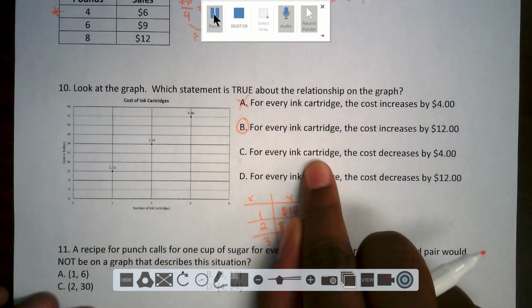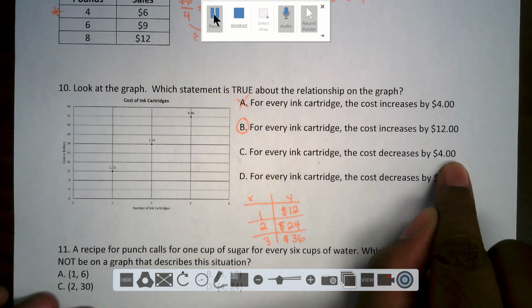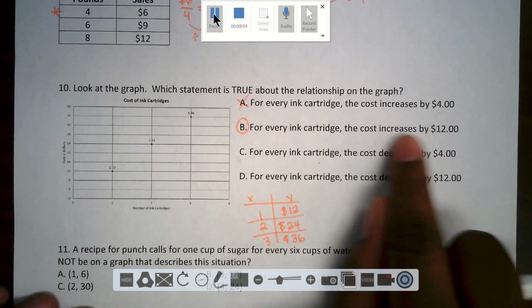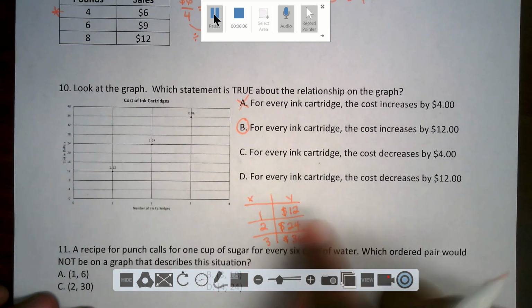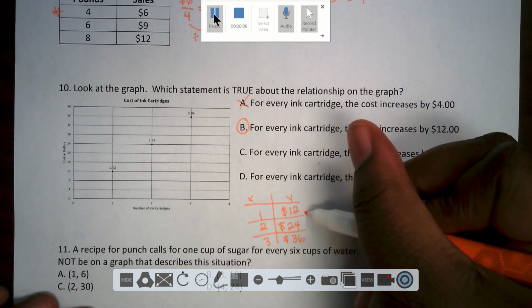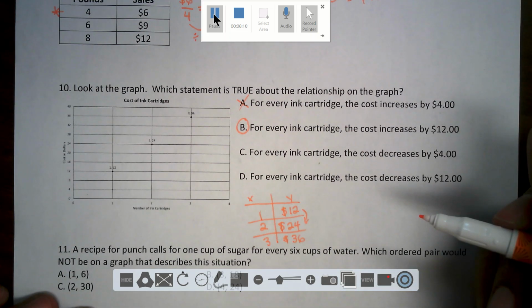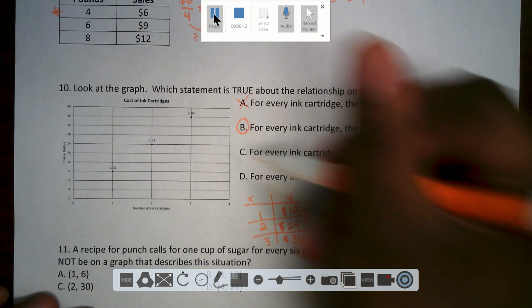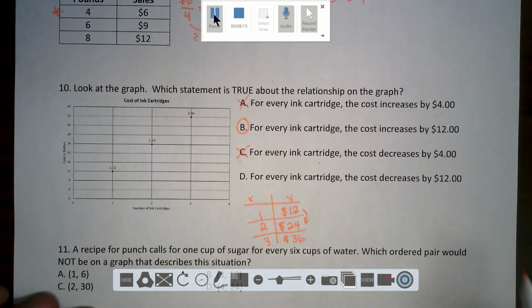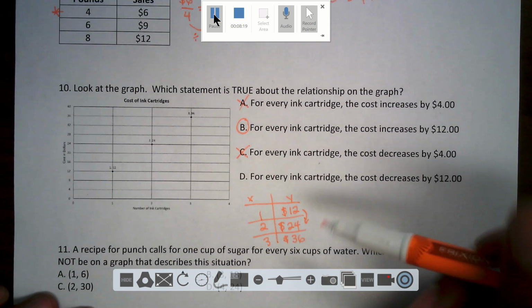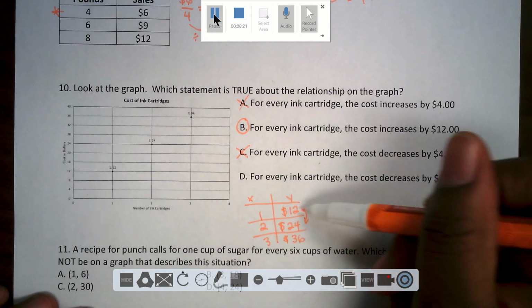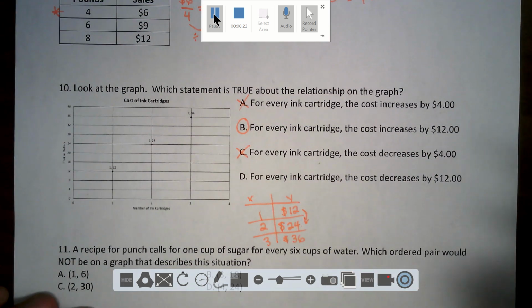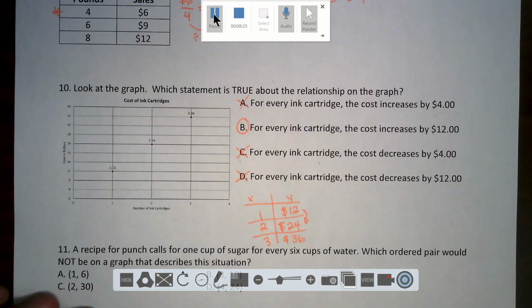For every ink cartridge, the cost decreases by $4. Well, we already know that it's true that it increases by 12 because I'm going from 12 to $24. All right, so we know that C is wrong. Let's look at D. For every ink cartridge, the cost decreases by 12. Well, no, when I go from 1 to 2 cartridges, that price is going up. So D is wrong. So we know that B is what's true about the relationship with the points on the graph.